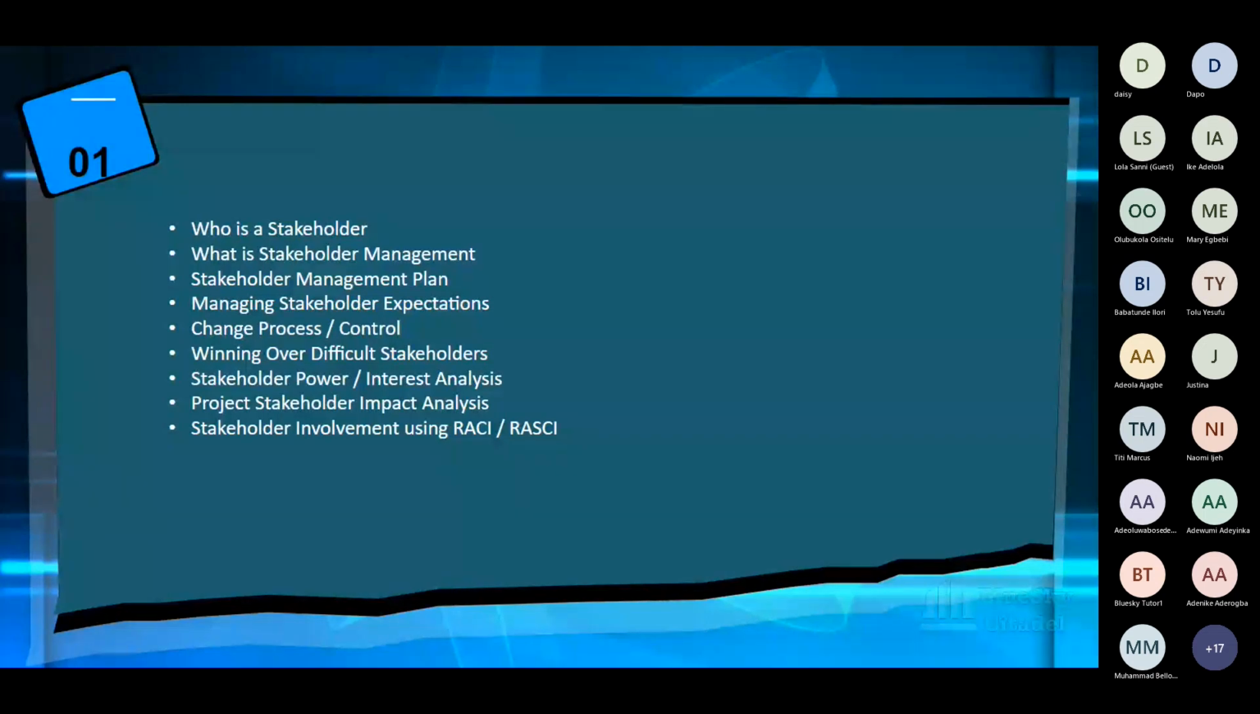So I would say within Agile because we're working within an Agile environment on this platform. I would say Agile because change process and control with Waterfall is quite different. We'll be touching on a few points on winning over difficult stakeholders, stakeholder power interest analysis, which you may have heard people calling stakeholder matrix, project stakeholder impact analysis, and stakeholder involvement using the RACI mapping document.